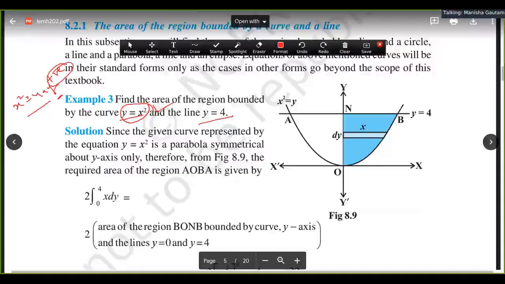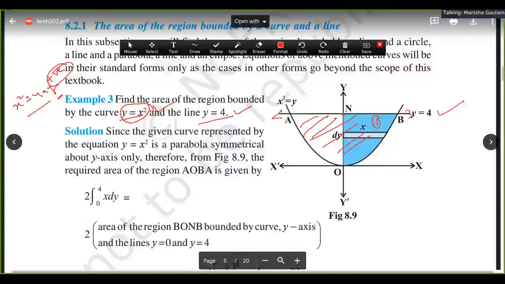Here is 4 on the y-axis, and y is equal to 4 means a line which is parallel to the x-axis. This is the line y is equal to 4. For the area enclosed by this line and parabola, you have to calculate one part of this boundary region and multiply that part by 2. You will get the whole area.